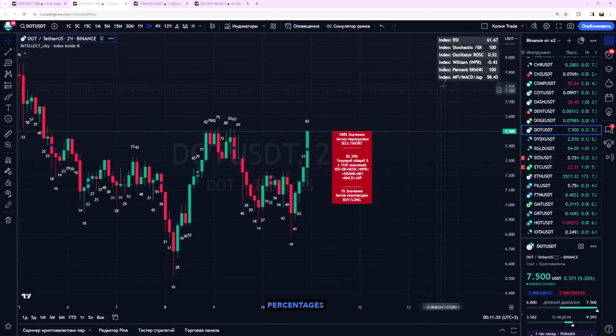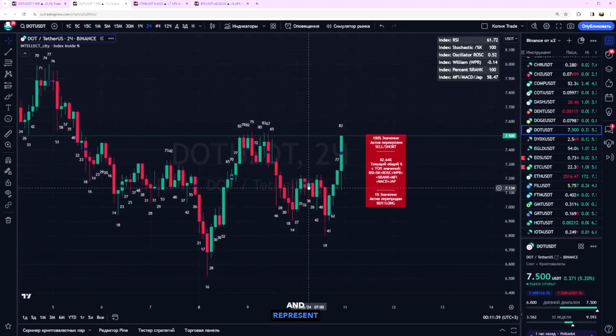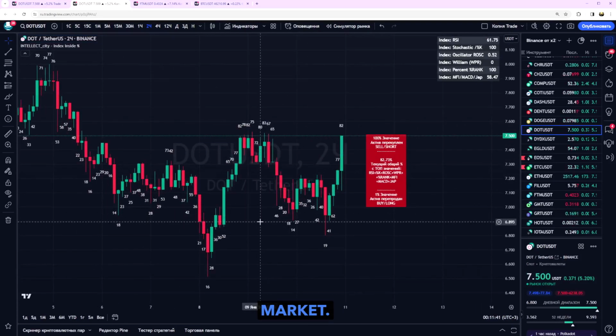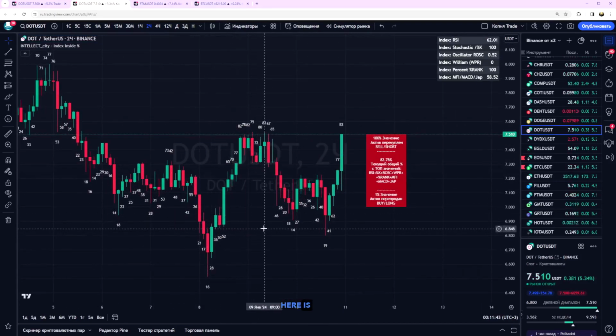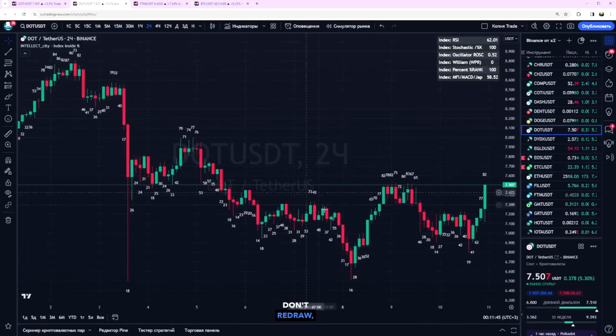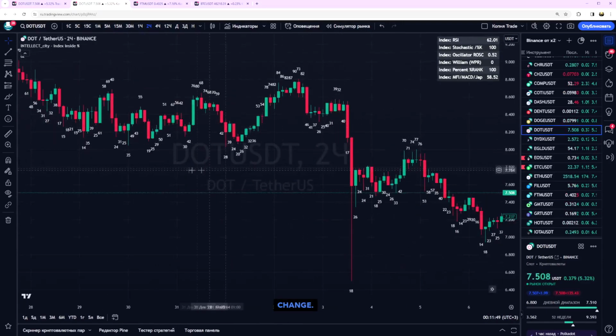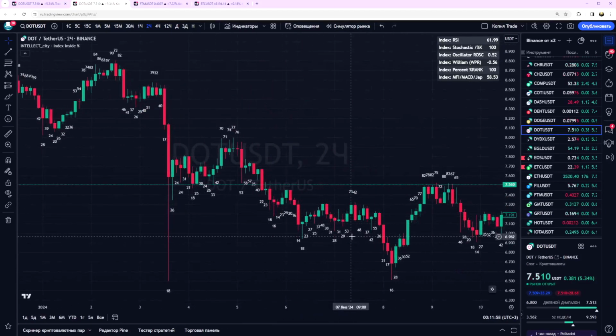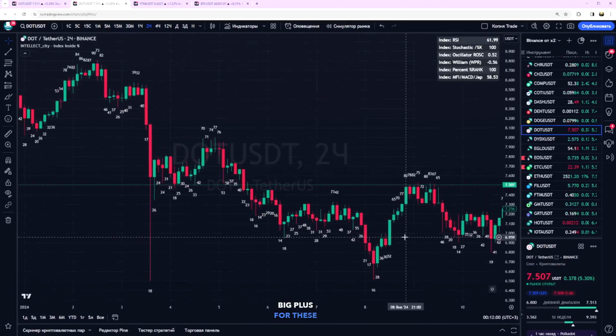Now these percentages are calculated from the top indicators and represent the average for the entire market. The real advantage here is that these indicators don't redraw, which means all of these percentages that you see don't change. Once the bar closes, they stay that way, and they will always be stored in the archive. There won't be any other percentages. And this is truly a big plus for these indicators.